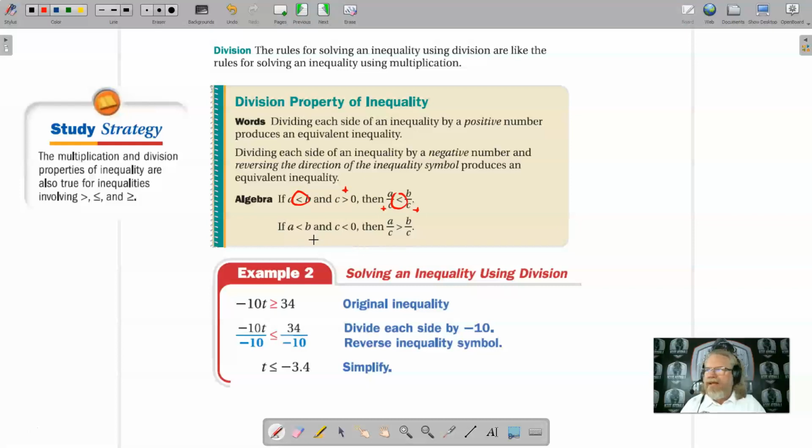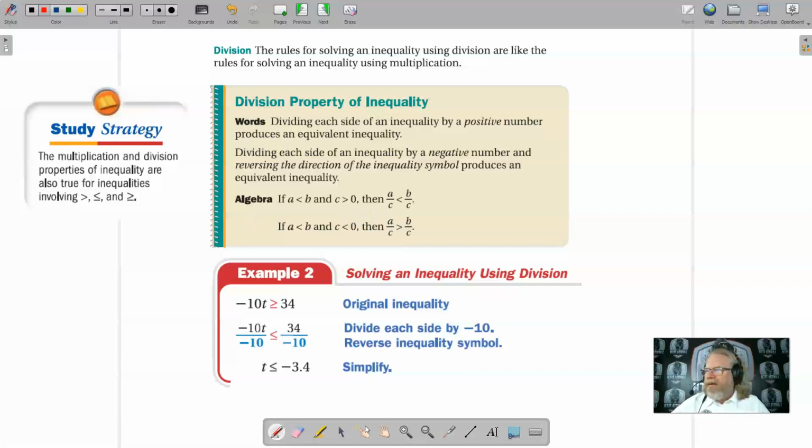However, if a is less than b and c is less than 0, that is to say that c is a negative number, then if we divide both sides by a negative, we're going to have to flip the sign. You notice that the sign changes direction in this case. All right, so to sum it up, the best way to put it without all of these fancy words is, if you multiply or divide by a negative, you have to flip the sign. That's pretty much the rule.